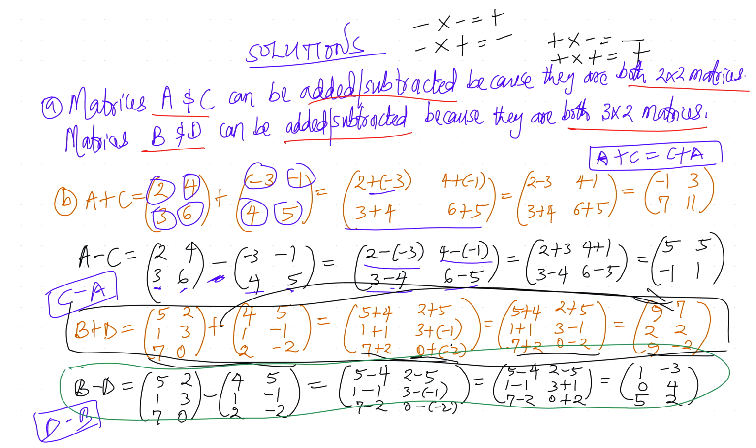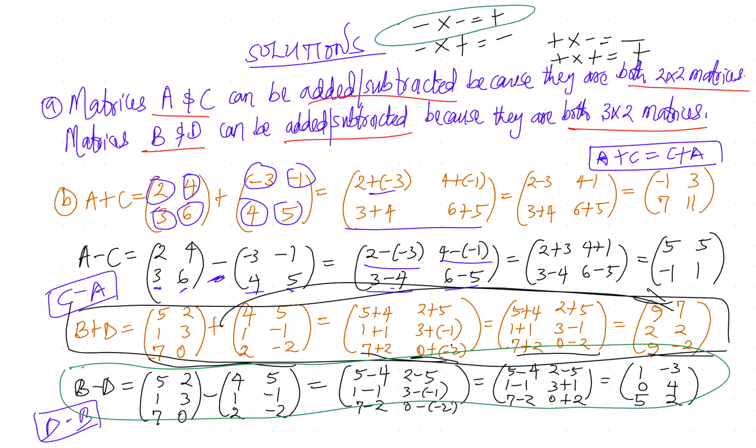so we have 5 minus 4, 2 minus 5, 1 minus 1. Minus times minus, like you have up here, minus times minus is plus. So my 3 minus minus 1 is 3 plus 1. 7 minus 2, that's okay. 0 minus minus 2 is 0 plus 2. And then you can have 5 minus 4, 1. 2 minus 5, minus 3. 1 minus 1, 0. 3 plus 1, 4. 7 minus 2, 5. And 0 plus 2, 2. So that way, we have done all the additions and 2 of the subtractions.